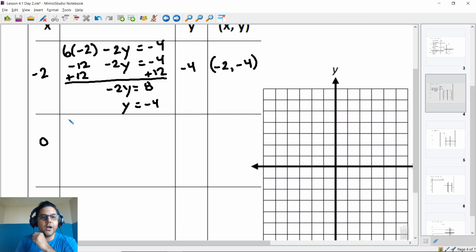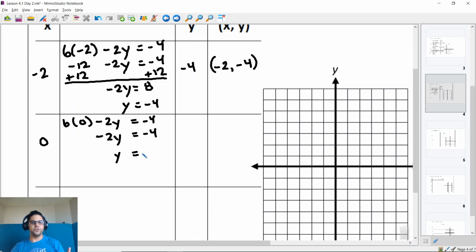Remember, 0 is always the easiest one, and then you really kind of find a pattern for your last one. 6 times 0, subtract 2y is equal to -4. So I really get to drop that. So -2y is equal to -4. Looking at it, what do you think y's got to be? -2 times 2, hey, that's -4. So it's just a 2. Or you can divide by -2 on both sides and get a 2. So my ordered pair is 0, 2.